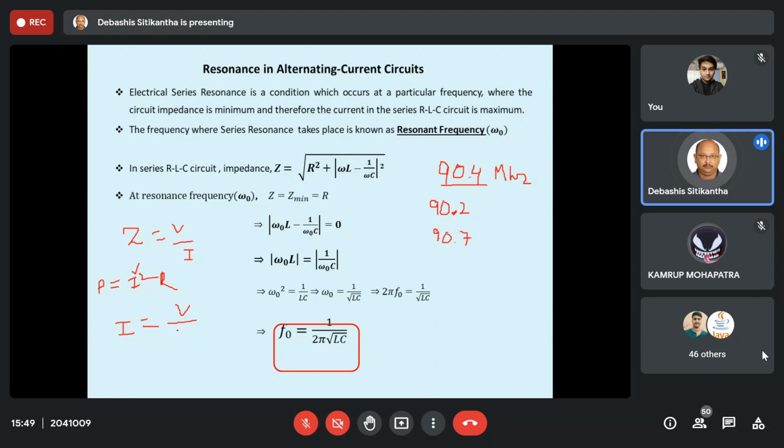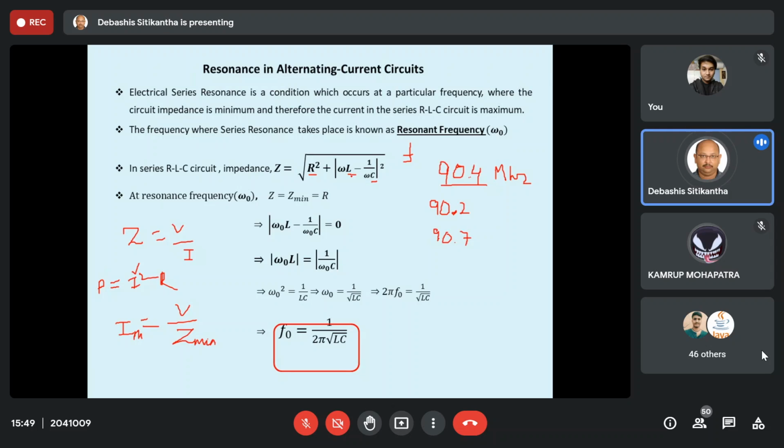Okay, it is equal to V by Z. Now what is Z? Z is equal to the square root of R square plus (omega L minus 1 by omega C) whole square. Now I will be maximum when Z is minimum. So when will Z be minimum, let us see. Now R is a constant, L is a constant, C is a constant.